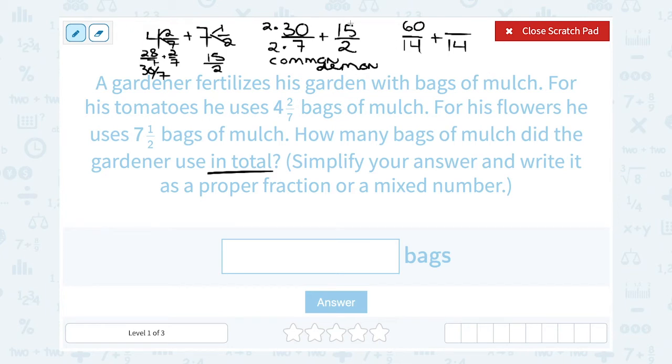Now I'm going to do that same process for 15 over 2. Notice in the denominator, I went from 2 to 14. So I multiplied my 2 by 7, right? 2 times 7 would give me 14. So if I multiplied the denominator, or the bottom number, by 7, I have to do the exact same thing and multiply the numerator, or the top number, by 7. So 15 times 7 is 105.